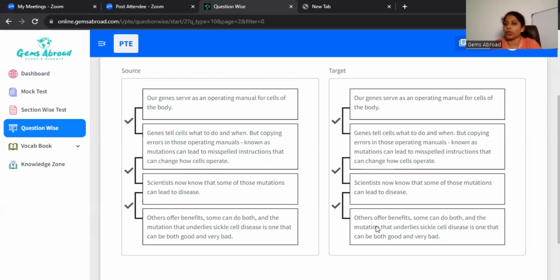So this is how you have to do your reorder paragraphs. And still, if you have any doubts doing this, if you find any difficulties, just contact us. We're providing online coaching and I'm here to help you.